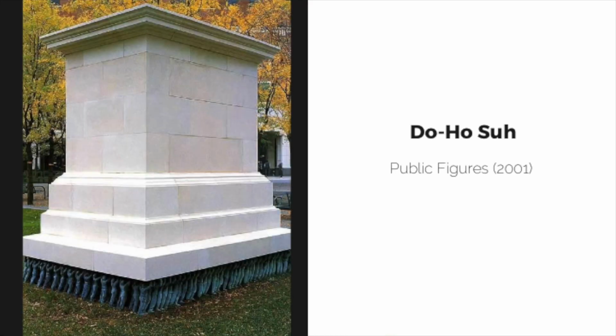And repetition, where we see a repeating element throughout a work of art. How much more striking is Duhossa's public figures with the repetition of the shape of the soldier under this tomb object? How much more impactful is that than if it was just one soldier holding it up?